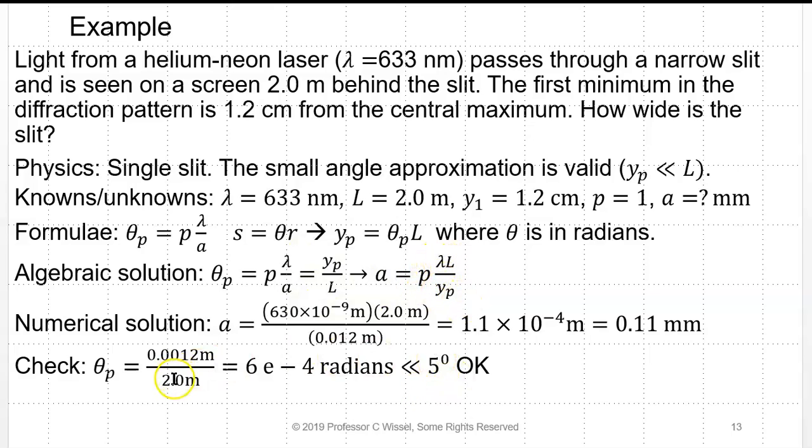Now we can plug our numbers in. When we do that, we plug in our wavelength, converting everything to meters, our L, which is the distance between the screen and the slit, and y_p, which is the first minimum of the diffraction pattern, where that's located on the screen. It turns out that the slit width is 0.11 millimeters. We can check that by figuring out what theta_p is. Theta_p will be 0.012 divided by 2, and what we're doing is checking to make sure that the angle is small. It's quite a bit smaller than 5 degrees, so we're safe.